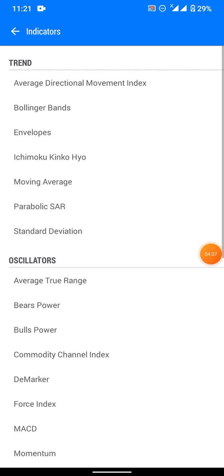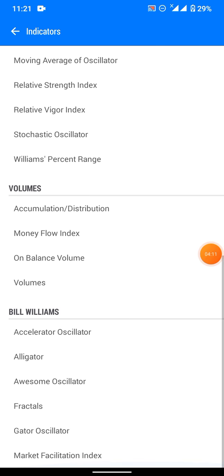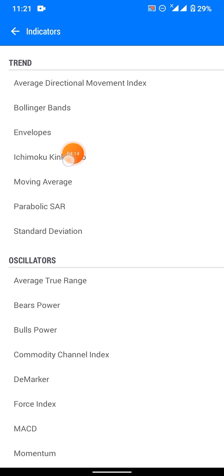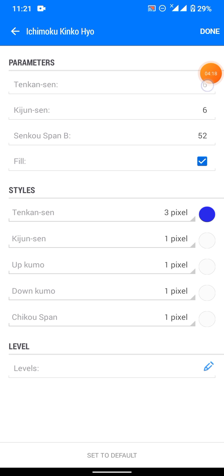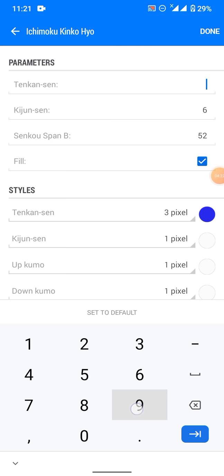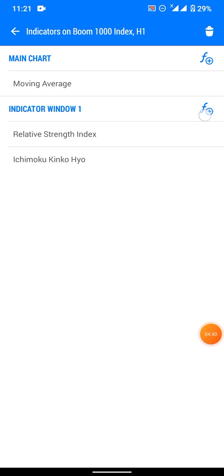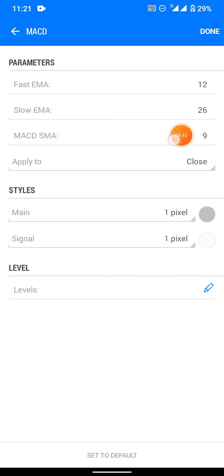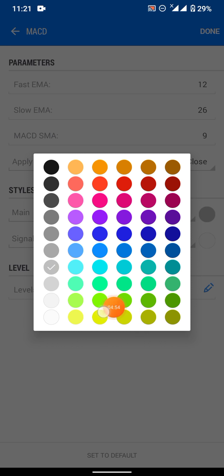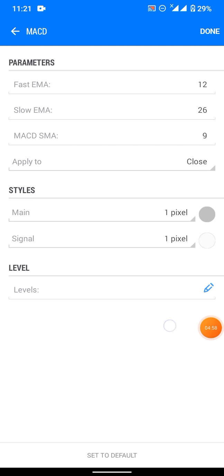We are going to add the Ichimoku. We're going to use 9, 9, 52. We fill this, then 3 pixel, color blue, then the rest change to the background color with 1 pixel. Then click done. Then we're going to finally add the MACD. Use these settings: 12, 26, 9, apply to close, 1 pixel. For the color of the signal line, normally it is red.